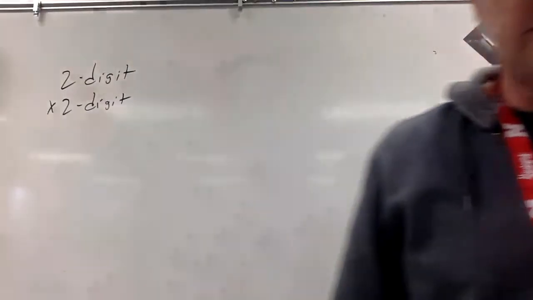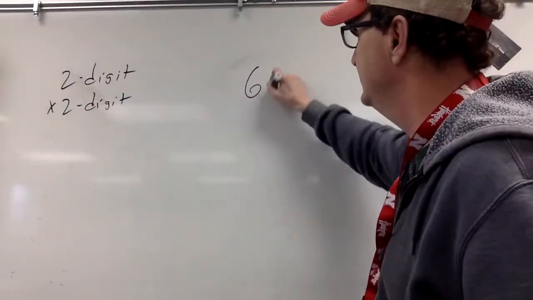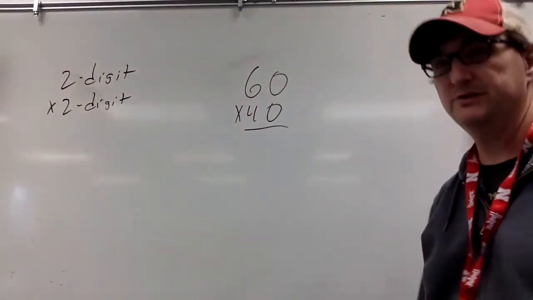We're going to start really simple, though. We're going to start with just multiples of 10. Multiplying multiples of 10 together.